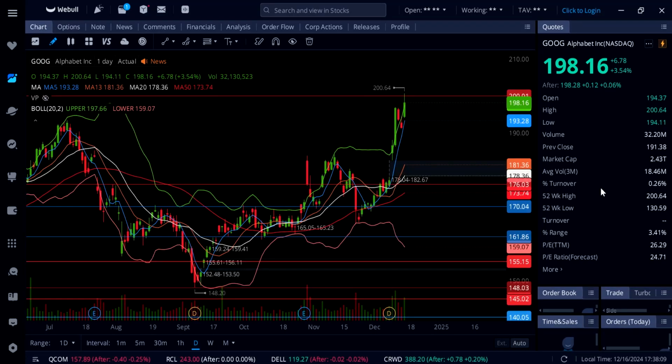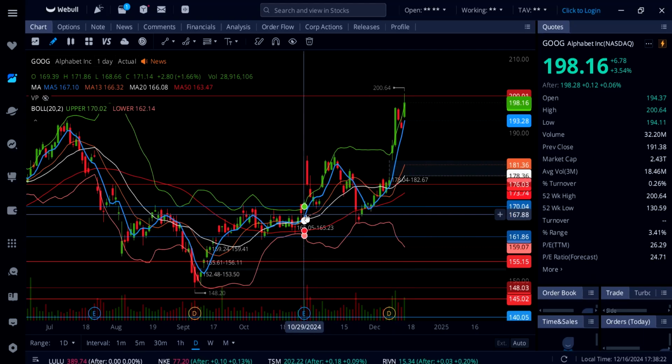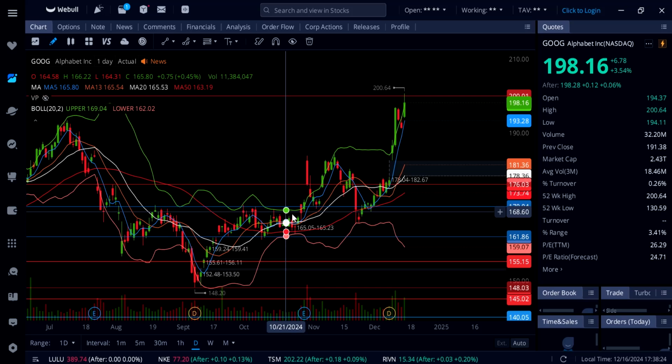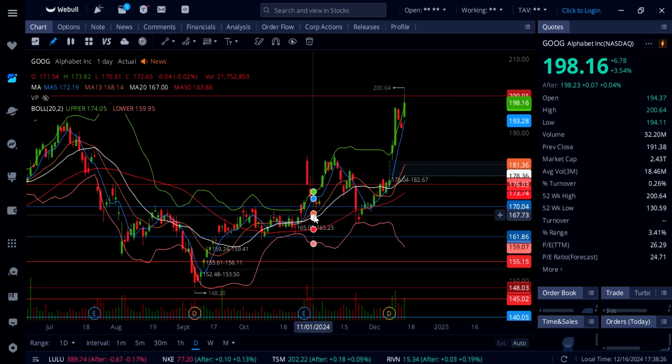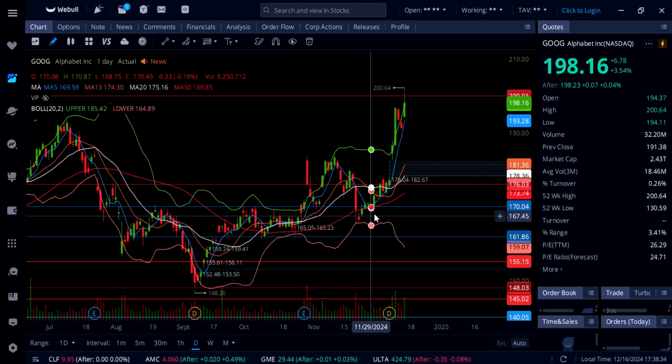On Google stock, it's up 3.54%. So Google is up over 200, making a brand new all-time high, and market cap going up to $2.43 trillion right now. So I mean, battle of the billionaires, it's just getting better and better. These companies are getting that ballistic run, even though we're seeing really poor, bad, horrendous market breadth right now. These stocks are just breaking out to a brand new all-time high.